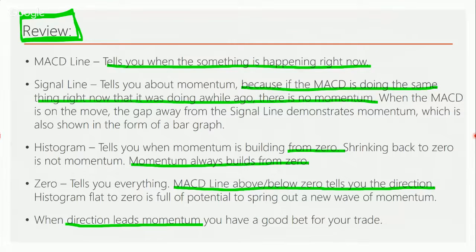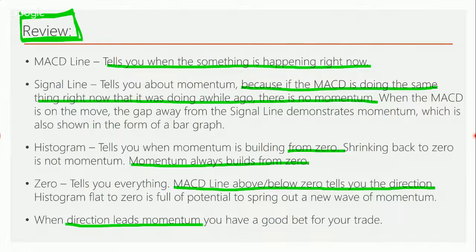All right, here's the review for today's lesson. The MACD line tells you when something's happening right now. The signal line tells you about momentum, because if the MACD is doing the same thing right now that it was doing a little while ago, there's no momentum. The signal line watches the MACD line, and it gives you a visual demonstration when the MACD is on the move or when the MACD is just doing the same thing that it was doing before. So it gives you a bar graph to demonstrate momentum when the MACD line gaps away from the signal line.